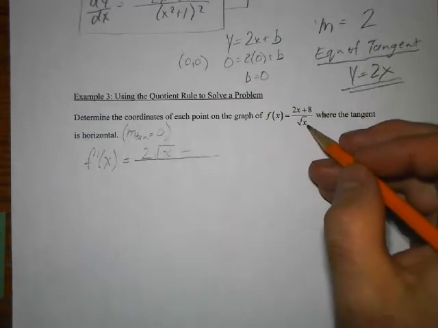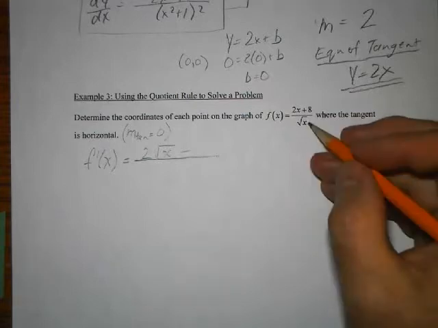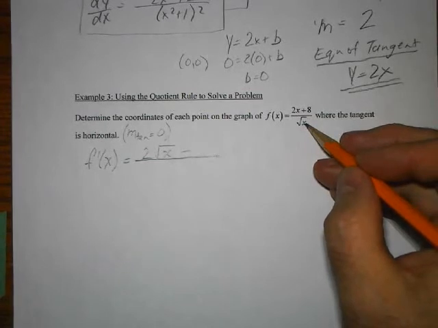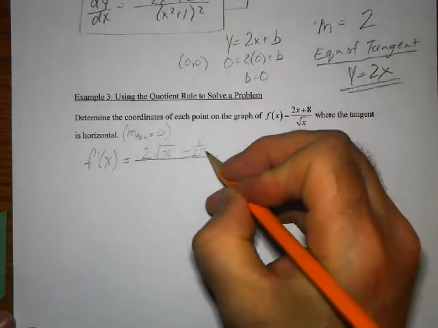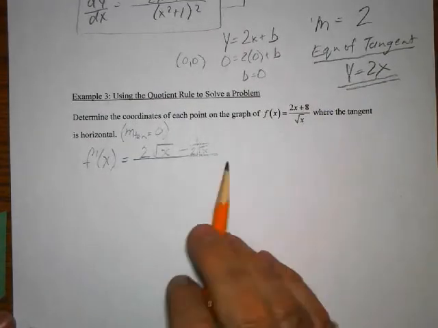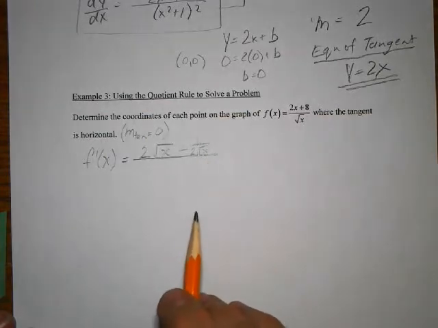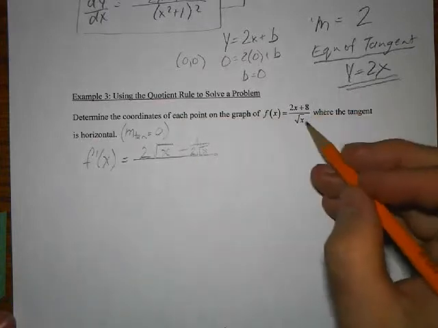Now that's going to be... you probably remember the derivative of the square root is going to be 1 over 2 root x. I won't do all the steps. We've done this before. It's 1/2 x to the negative half, and x to the negative half means it's 1 over square root of x.